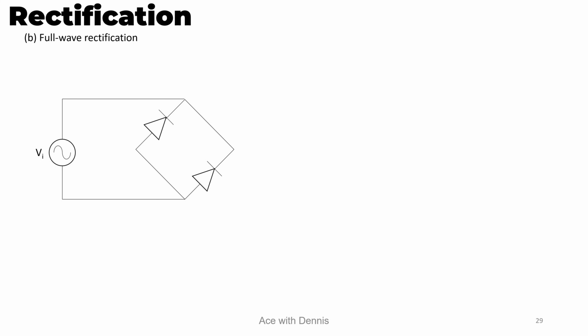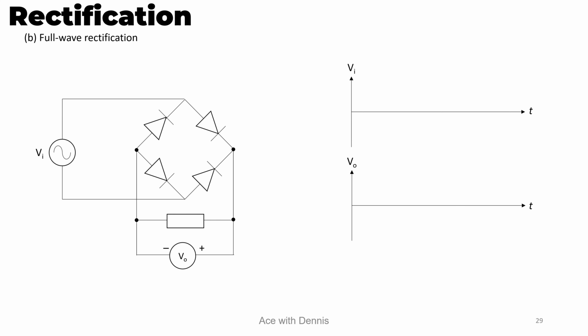Next, let's discuss full wave rectification. And here is the circuit. First, the input voltage is connected into 4 diodes, which are connected in this manner. At these 2 points, it is connected to a load, and we connect a voltmeter parallel with the load to measure the output voltage.